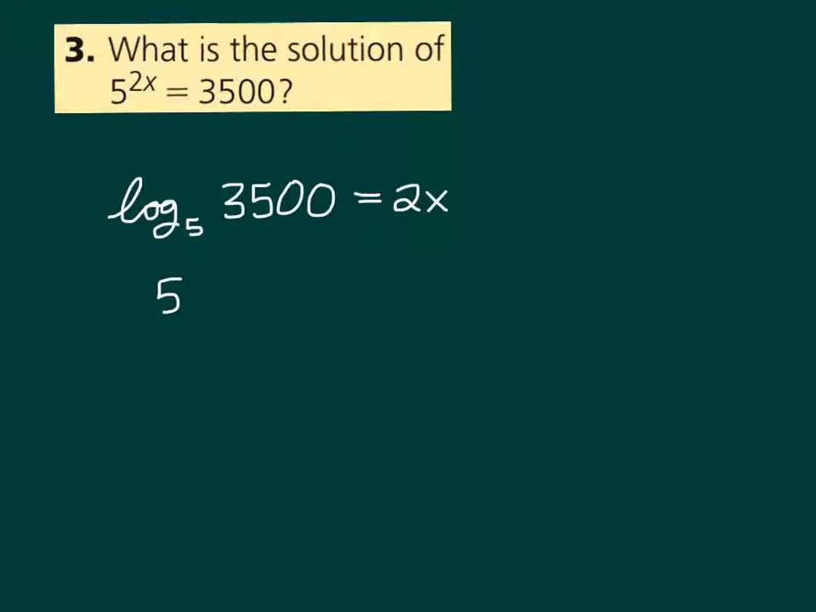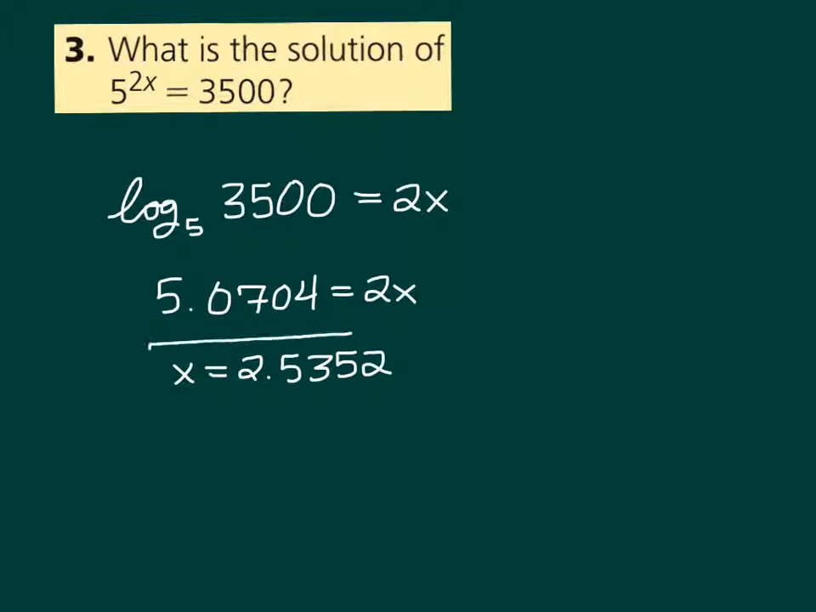So 5.40, not that, 5.0704 is 2x. Divide each side by 2. We get that x is 2.5352. Easy peasy lemon squeezy.